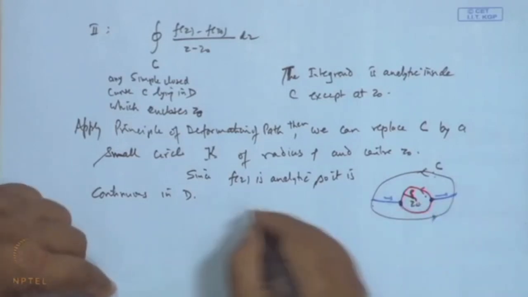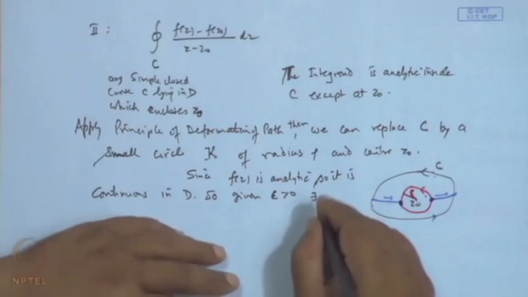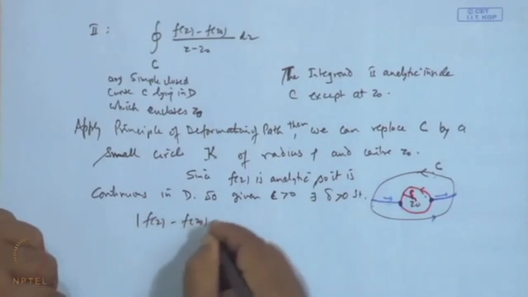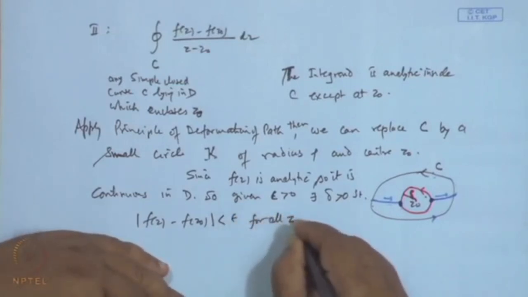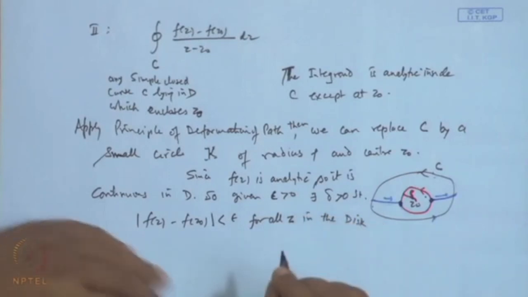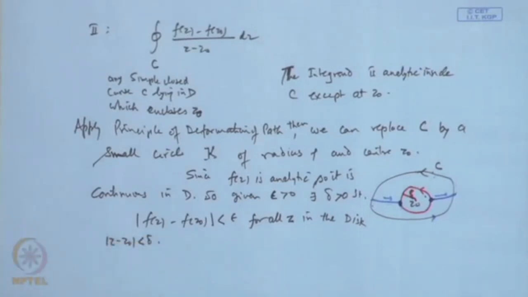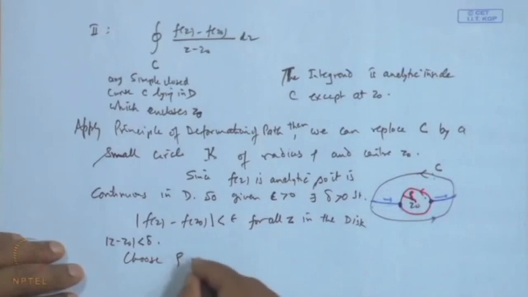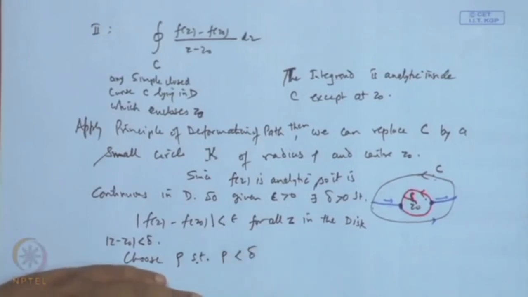So, for a given epsilon greater than 0, there exists a delta positive such that |f(z) - f(z0)| is less than epsilon for all z in the disk |z - z0| is less than delta. Now, choose rho, because rho is our own choice. We can reduce rho as desired, because you should not touch z0, that's all. So choose rho such that rho is less than delta.